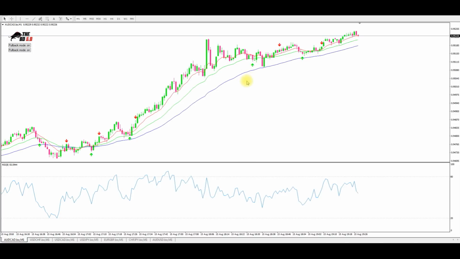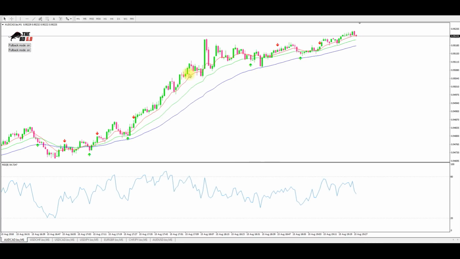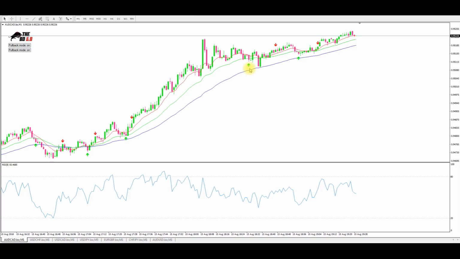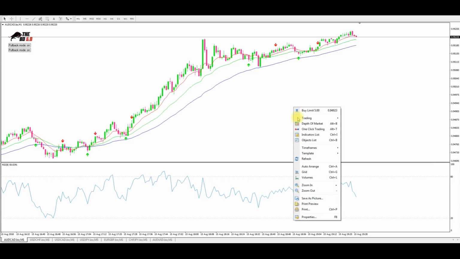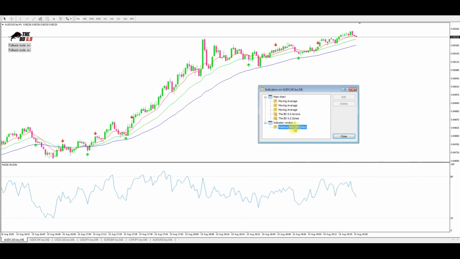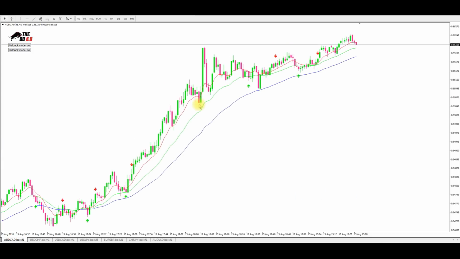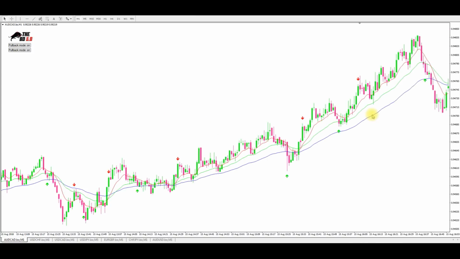Now this is basically pure price action. If I was to delete the arrows and delete the binary destroyer, this would be 100% price action. But I have got the binary destroyer, I've got the price lines, and I've got the arrows supporting me, right? So let's now do some trading using 90% price action, 10% binary destroyer. So I'm going to delete that. I don't want that. There we go. So basically pure price action.